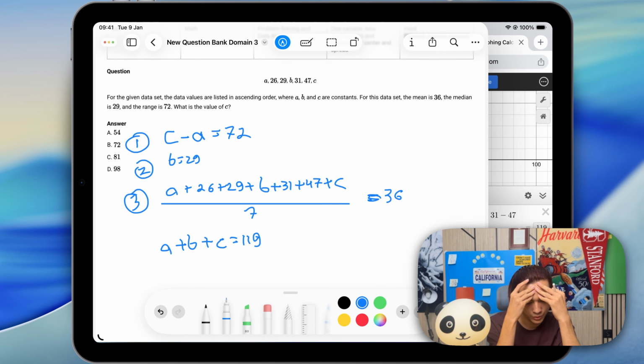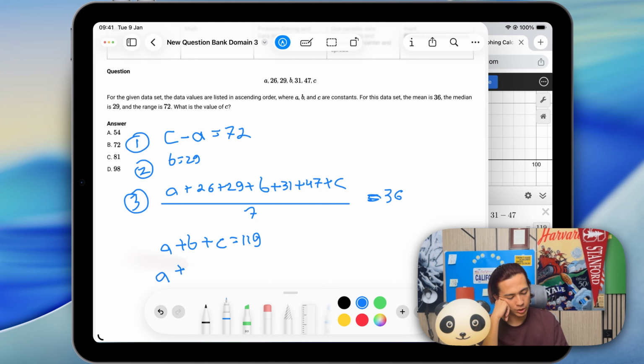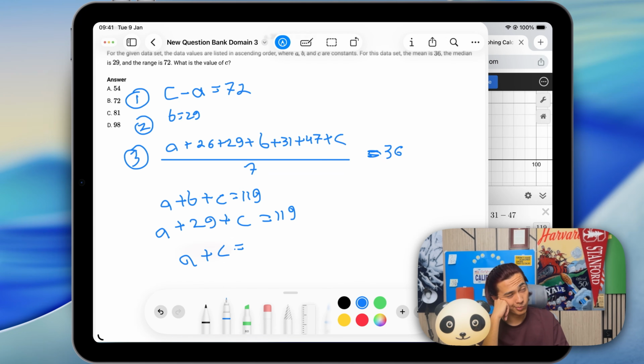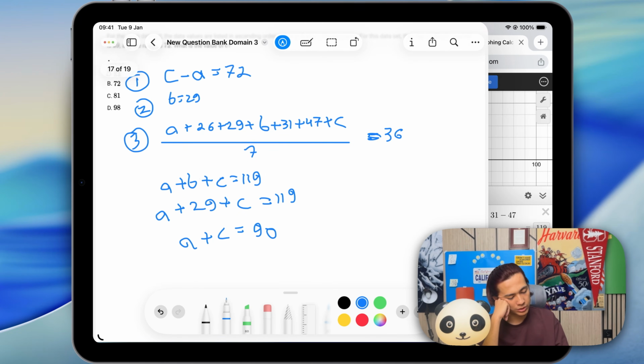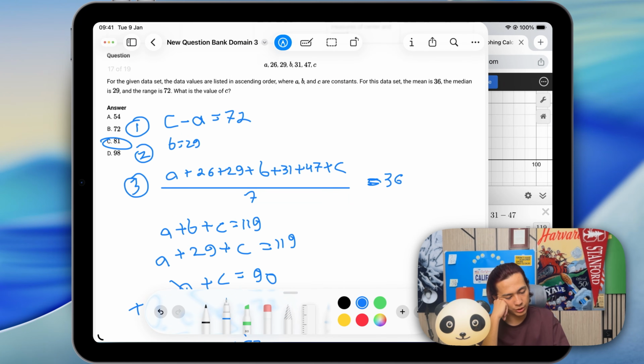A, 26, 29, B, 31, 47, C over 7 equals 36, so 36 times 7 minus 26, 29, 31, 47. Yeah. And then I will plug in 29 for B, so it becomes A plus 29 plus C is 119, right? That means A plus C will become 119 minus 29. It's going to be 90, right? So C minus A is 72. I'm going to do it by hand at this point because it even takes time to input those values. So 2C becomes 162, so C becomes 81. It's going to be option C.